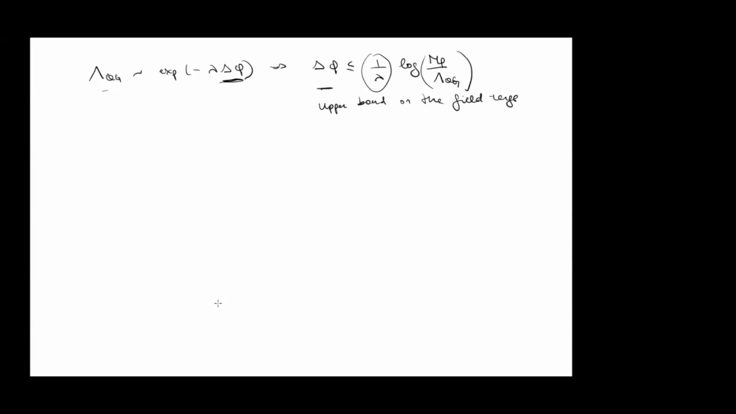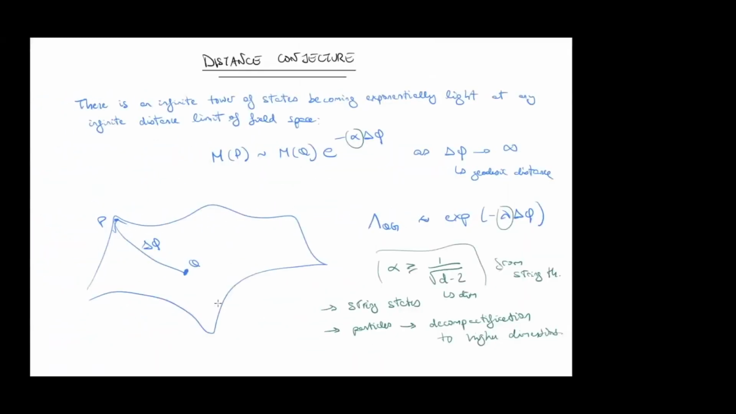I'm sorry, I have a question. In the previous slide, you defined the delta phi as a geodesic distance of the field. I know what a geodesic is in any space-time, but what is a geodesic distance for a field?